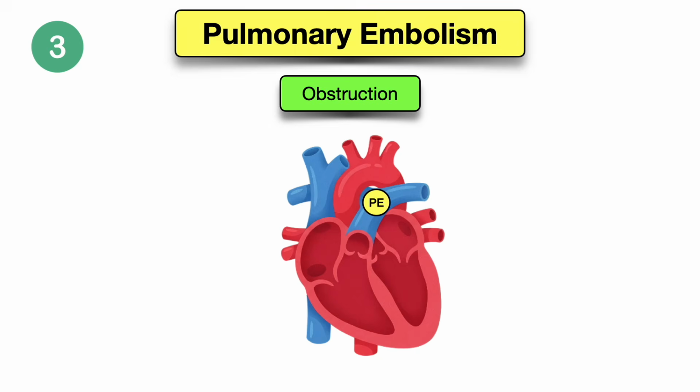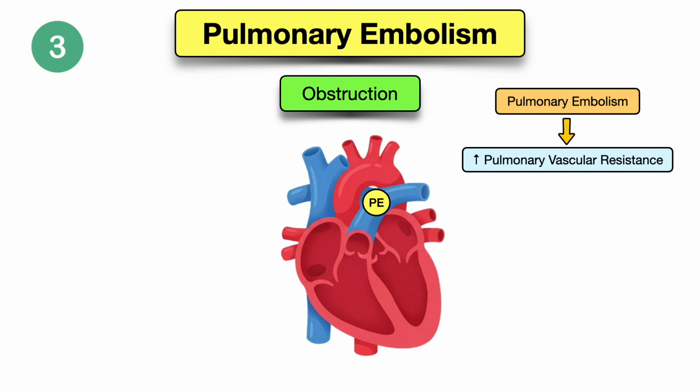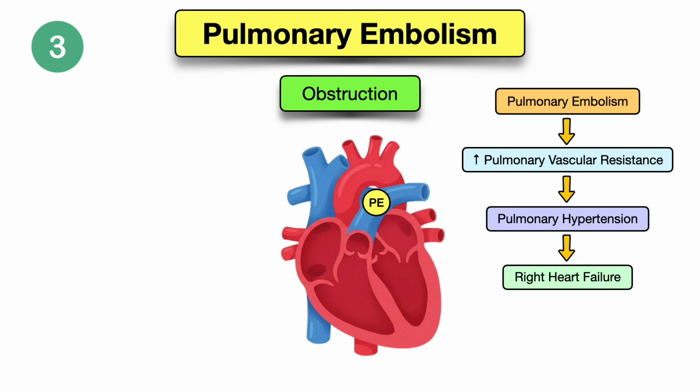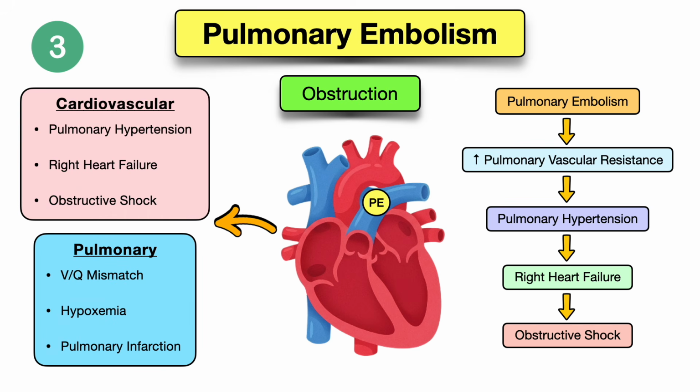So we can see how there is a progression from a pulmonary embolism to increased pulmonary vascular resistance, to pulmonary hypertension, to right-sided heart failure, to obstructive shock, and we can see how both cardiovascular and pulmonary consequences can lead to symptoms such as shortness of breath and chest pain.